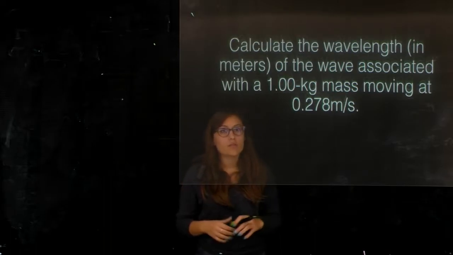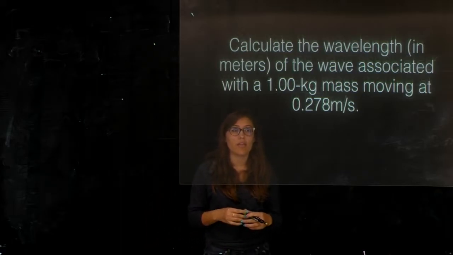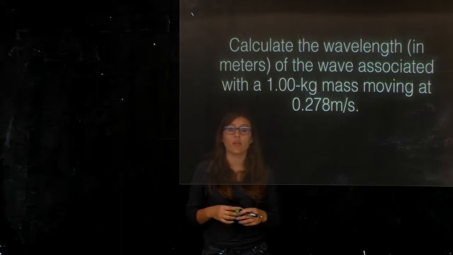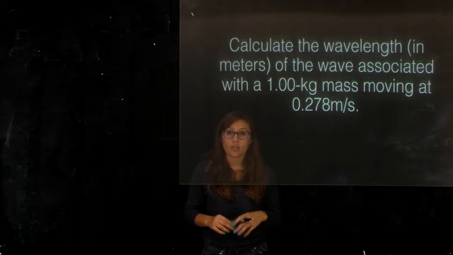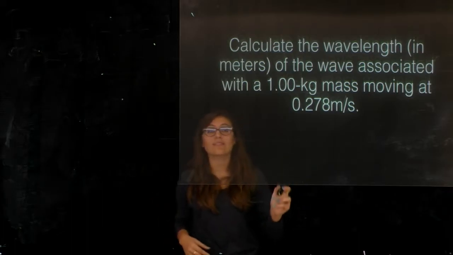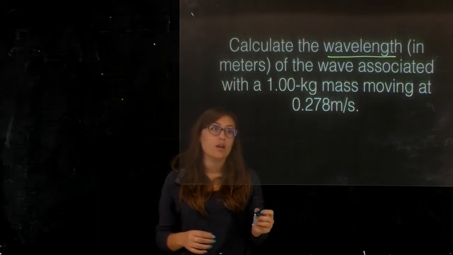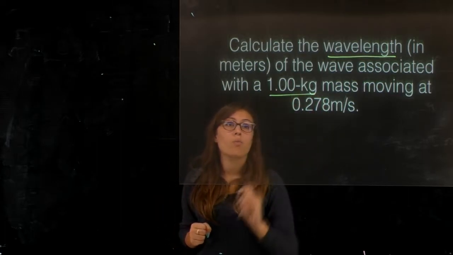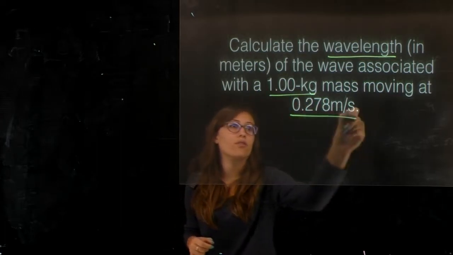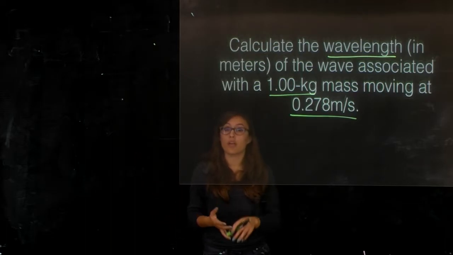All right, so the following problem asks to calculate the wavelength in meters of the wave associated with a 1 kilogram mass moving at 0.278 meters per second. So what is this question really asking us for? It's asking us to calculate the wavelength in meters of a wave associated with a 1 kilogram mass moving at the following speed. Well, we're looking for the wavelength of a moving object.